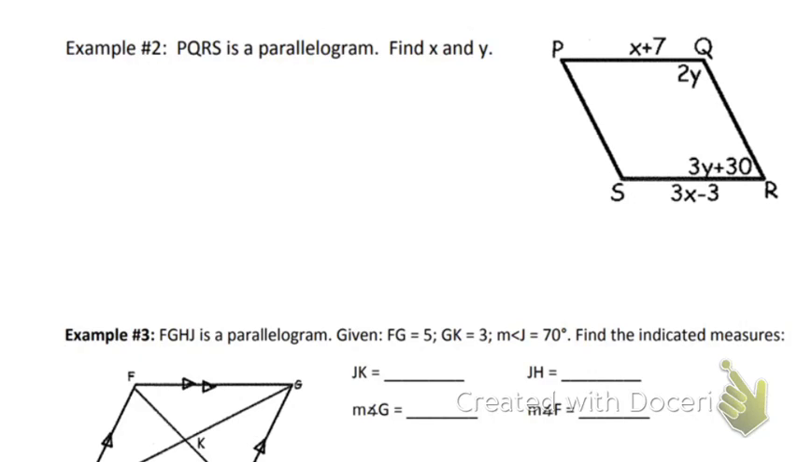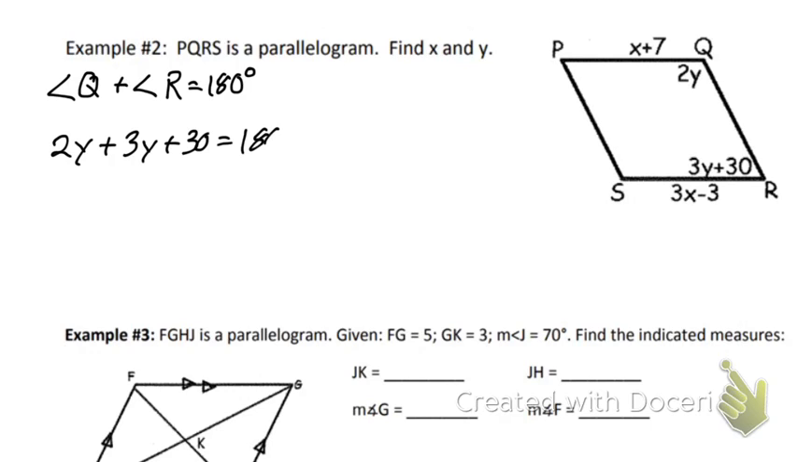Maybe I'll actually put that down. Angle Q plus angle R equals 180. Q is 2y plus R is 3y plus 30 equals 180. Working my way down, I would subtract 30 degrees from both sides. So I would have 5y equals 150, and I'm going to come up with y equals 30 degrees.